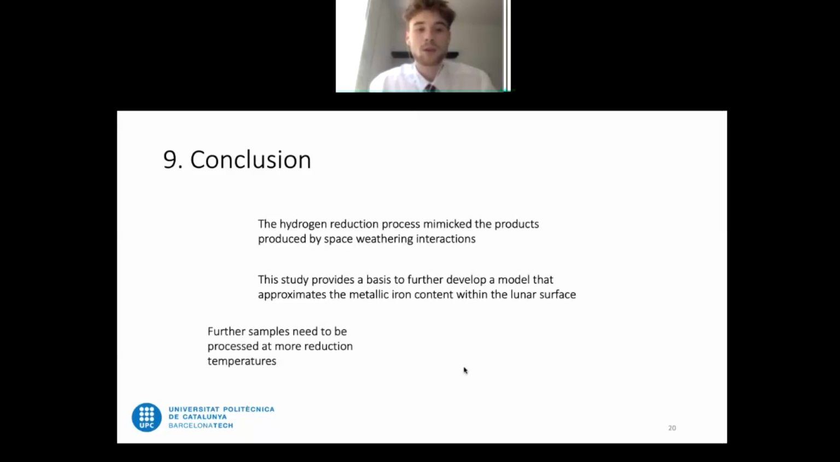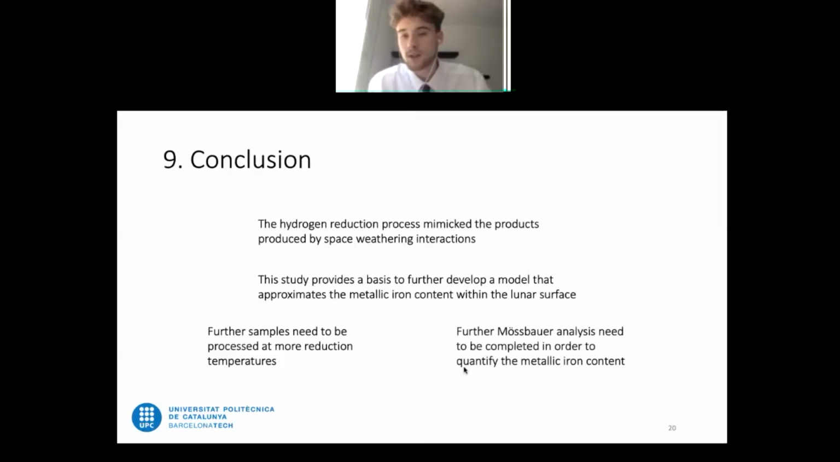Well, the first one, as I previously said, would be to process the simulants at more reduction temperatures. As I said, this would increase the number of data points, improving our understanding of the correlation between temperature and the reddening gradient. In addition to this, further Mössbauer analysis will need to be completed in order to better quantify the metallic iron content. When both of these factors are completed, we would be able to view the reddening gradient on the y-axis with the quantity of iron on the x-axis. This will benefit the modeling of the lunar surface substantially.